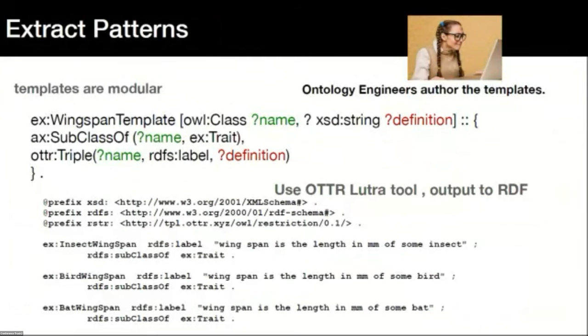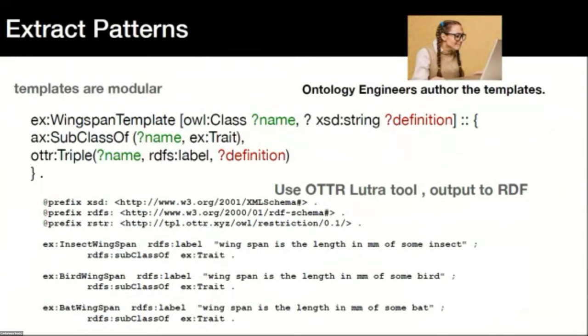So there's a picture of this ontology engineer. That's me at my desk authoring templates. And this is an example of a template written with Otter language. And here we have an example of a wingspan template. And what I basically say here is that it's very simple.